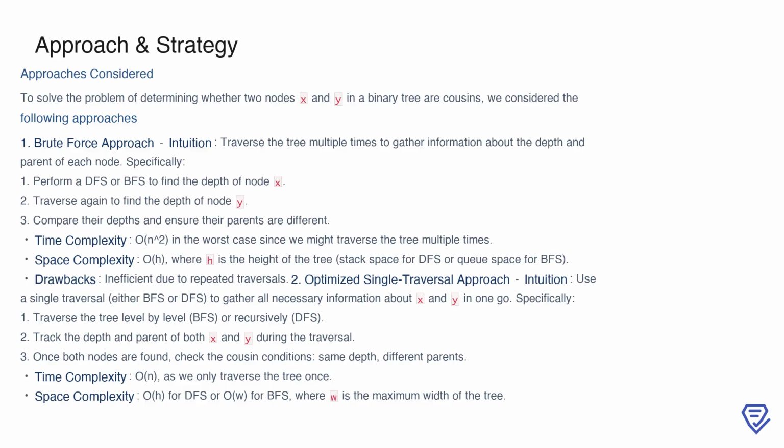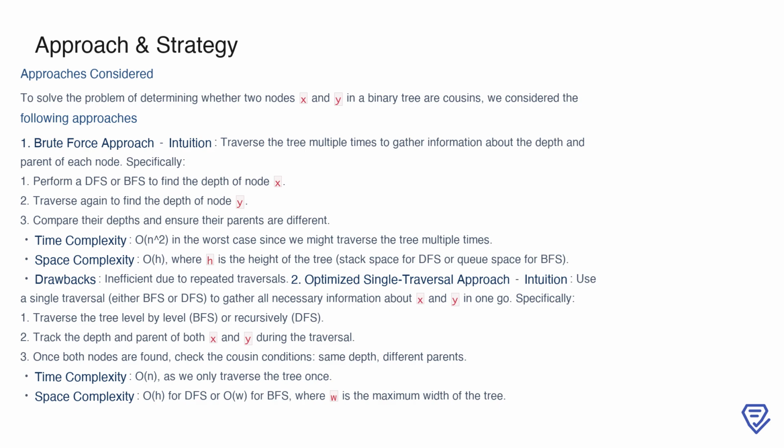However, this approach is inefficient because it involves multiple traversals of the tree, resulting in a time complexity of n squared in the worst case. Its space complexity is h, where h is the height of the tree, due to the stack or queue required for traversal. The drawback here is the repeated work, which makes it unsuitable for large trees.